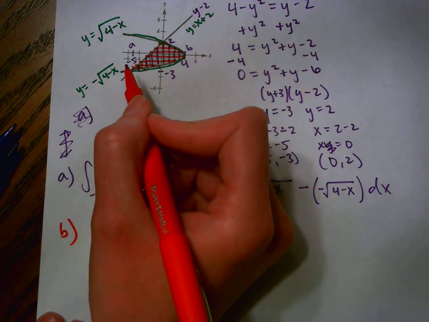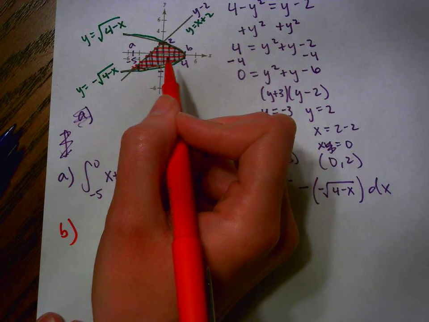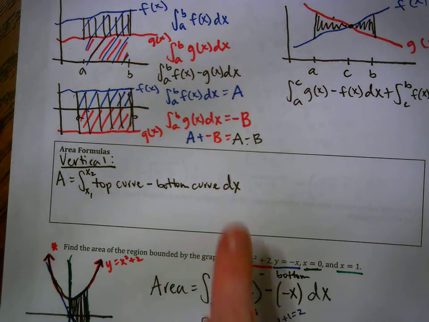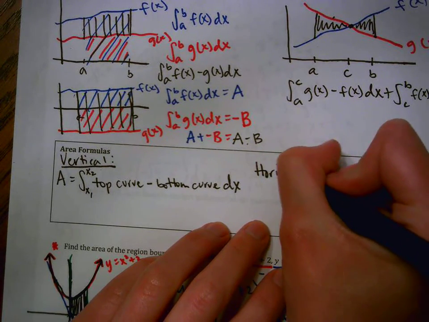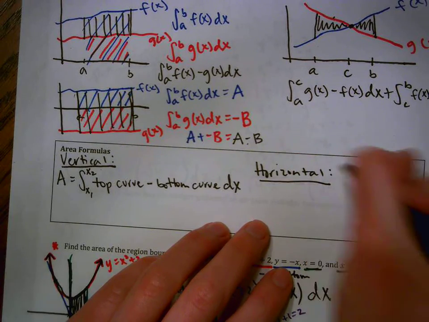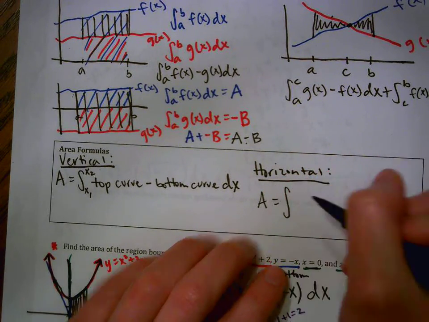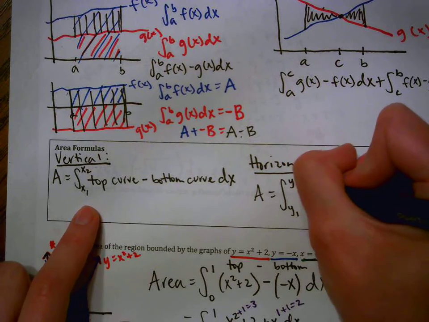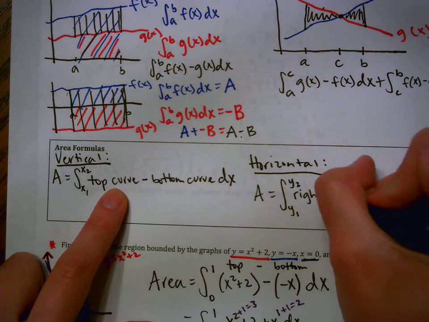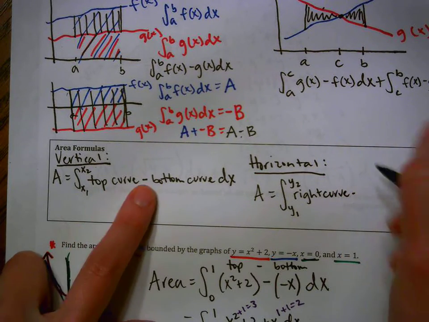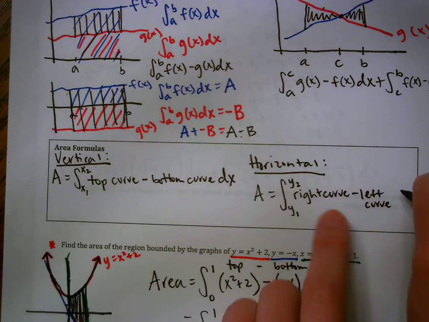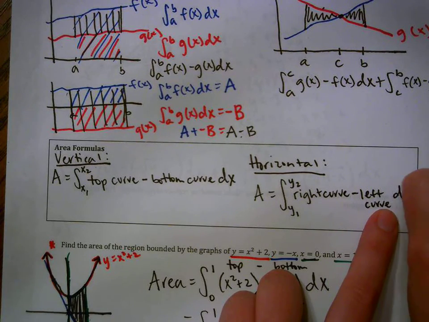So when you go horizontally, now instead of going top minus bottom, you're going to go right minus left. So before we finish this example, go back to that first page. You need to pause the video, and we're going to write a formula. So if you're going horizontal, then your area is now going to be the integral, and now instead of x, it's all going to be in terms of y. So it's going to be y1 to y2, and instead of top curve, it's going to be right curve minus left curve. And now it's going to be in terms of y. These functions are not going to be in terms of x, they have to be in terms of y, so it's going to be dy.